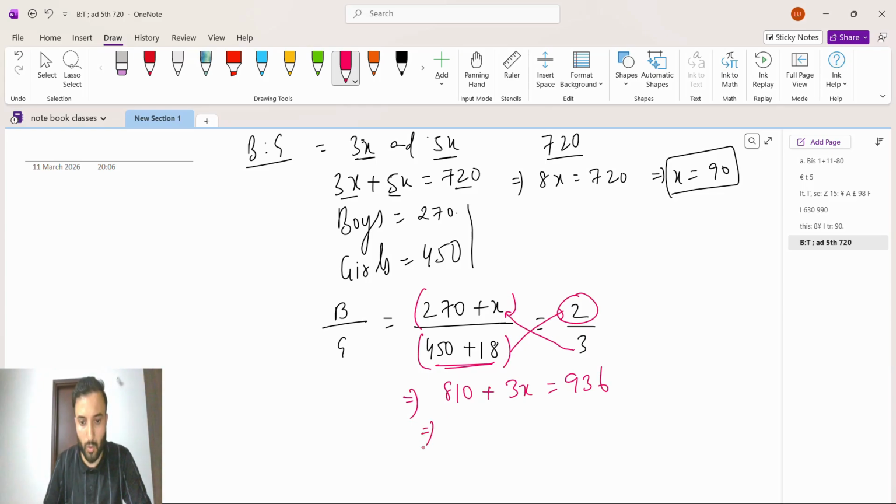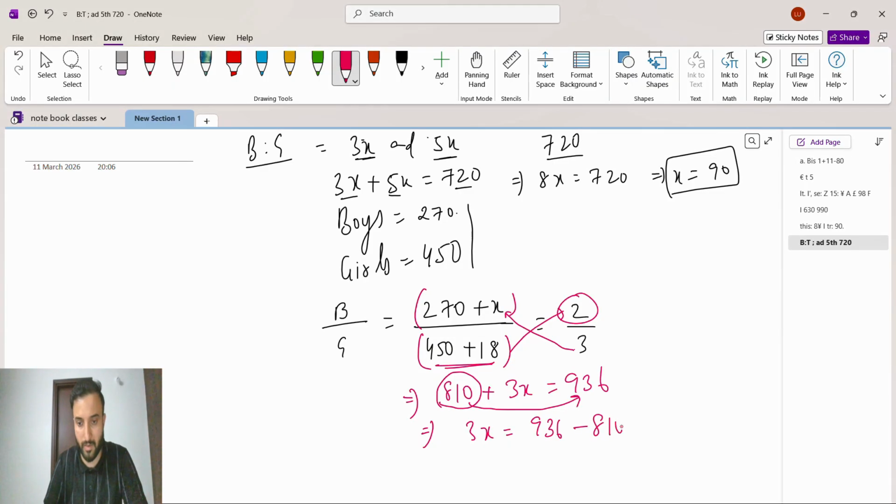Now guys, we will send this 810 to that side because the constant should be on one side. So 3x equals 936 remains as it is, and this plus 810 goes to that side, so plus converts into minus 810. So 936 minus 810 is 126. So x you will get is 126 divided by 3, which is 42.